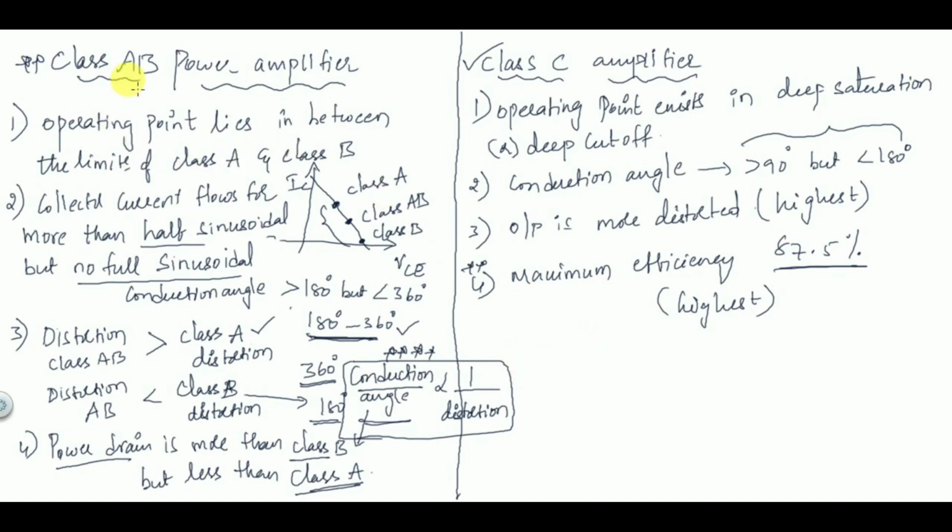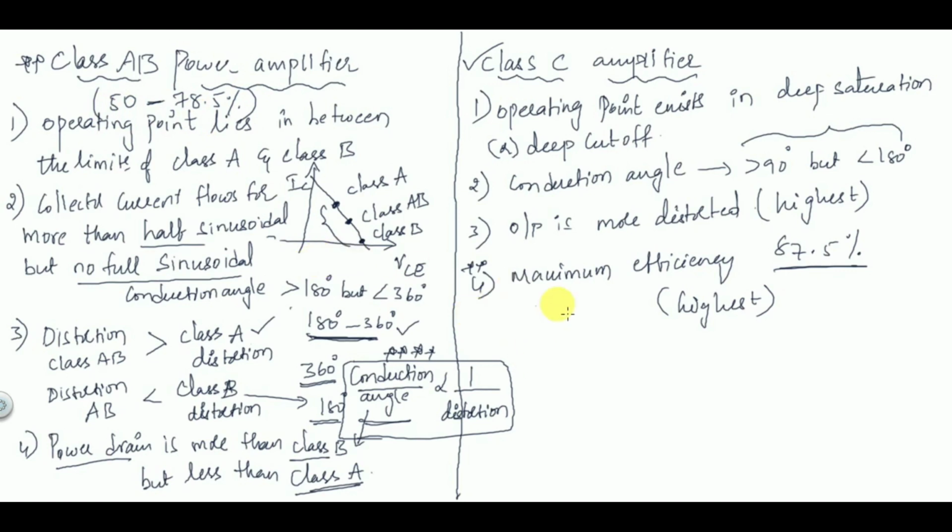What is the maximum efficiency of class AB power amplifier? As the Q point lies between these two, the maximum efficiency also lies between these two. The maximum efficiency of class A is 50% and of class B is 78.5%, so the maximum efficiency of class AB power amplifier is between 50 and 78.5%.